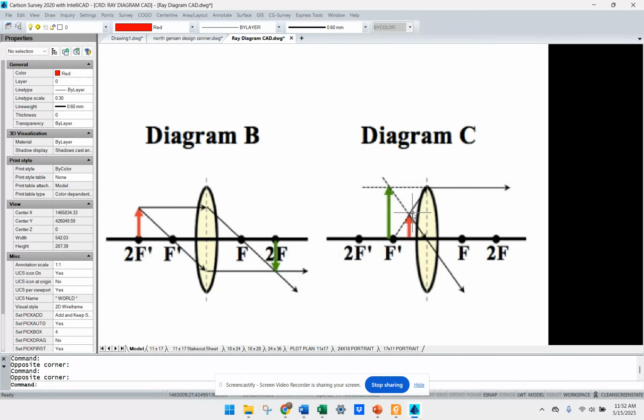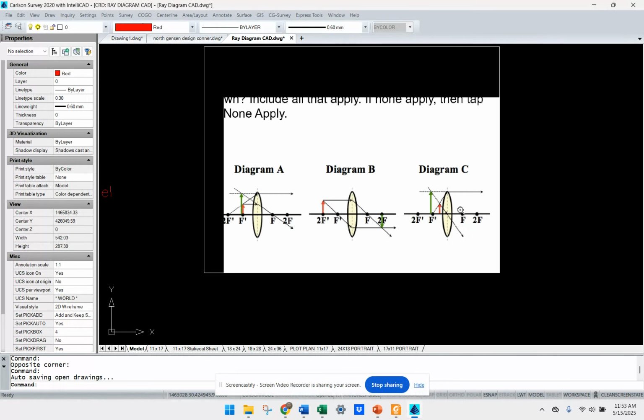And here, this one would in fact be true because this one is in fact through the focus, parallel out, and then through the center, staying straight. And if we work backwards, we would have a virtual image. And so in fact, C would be true as well.